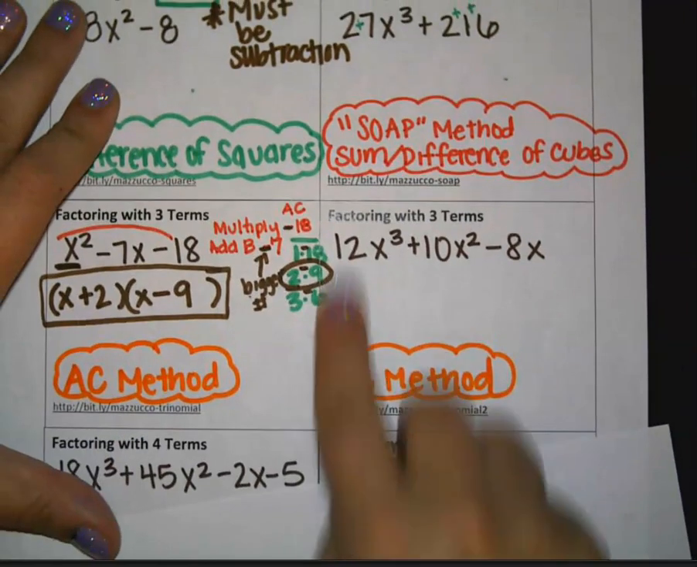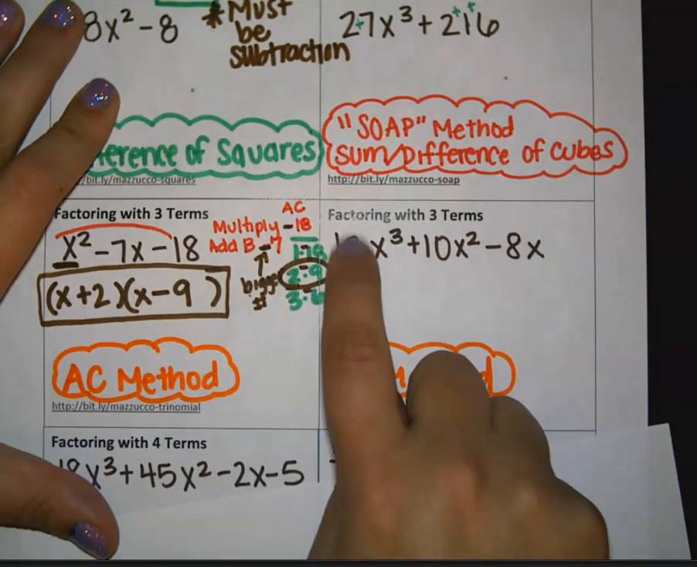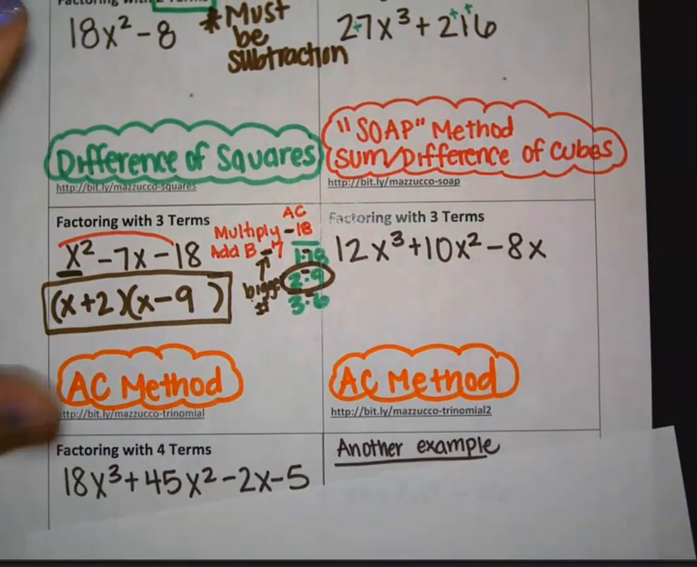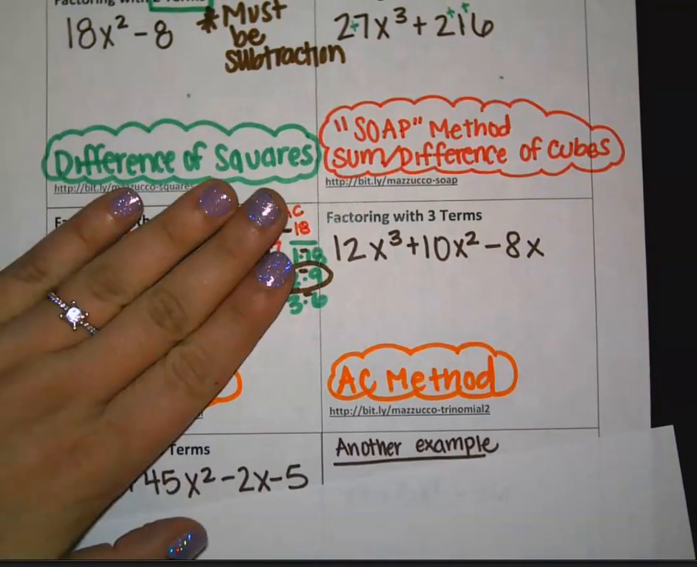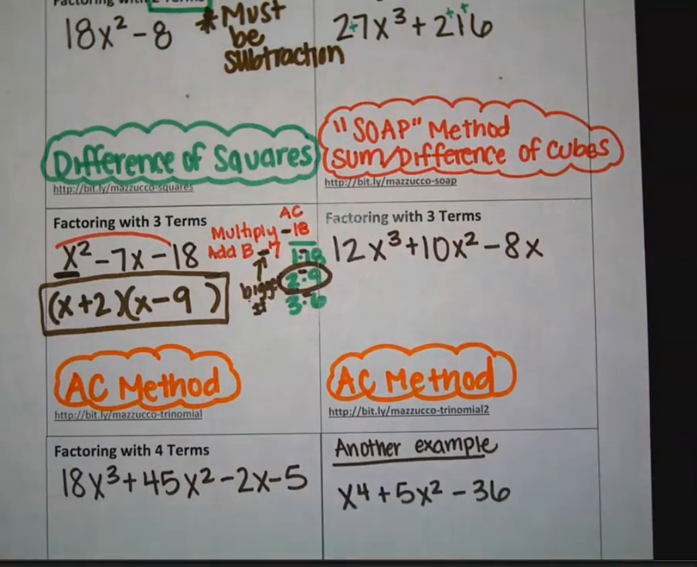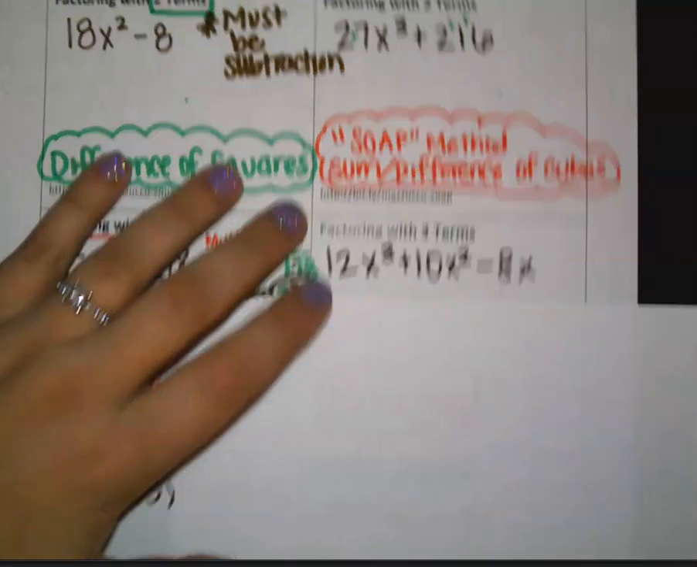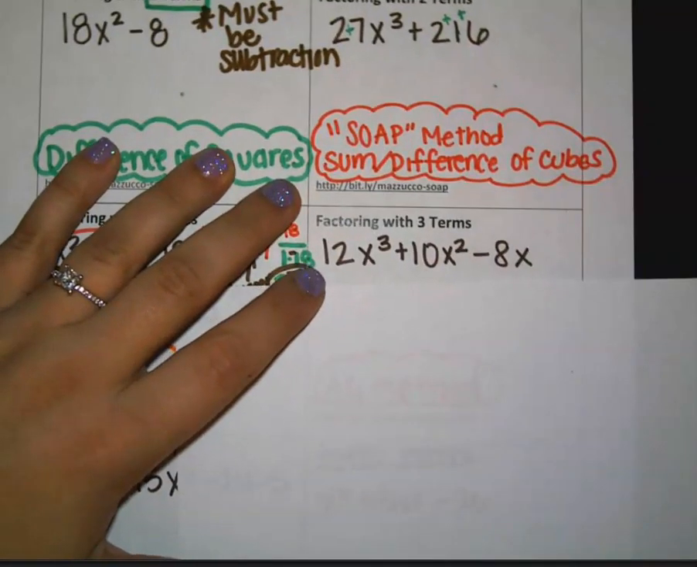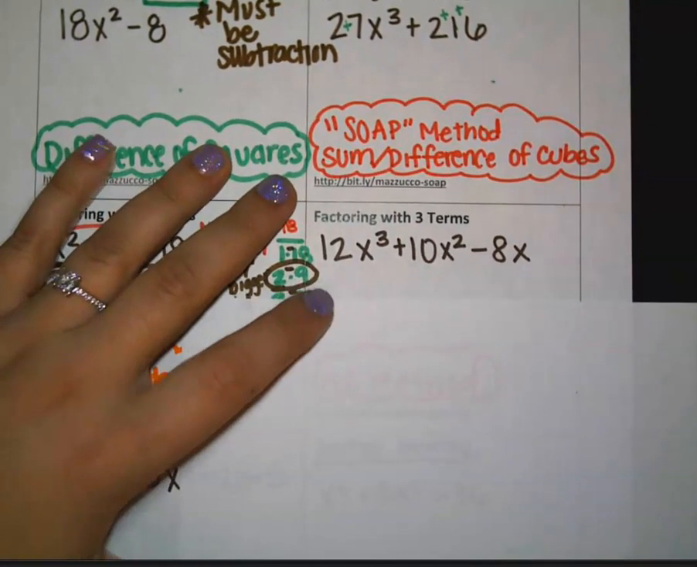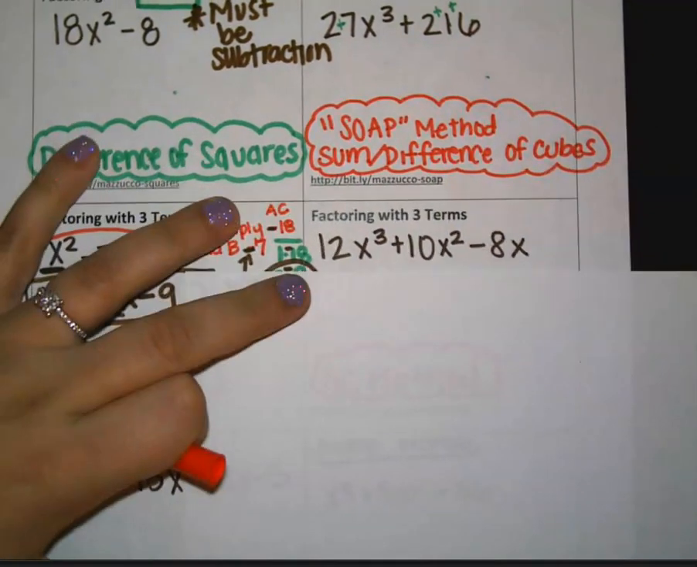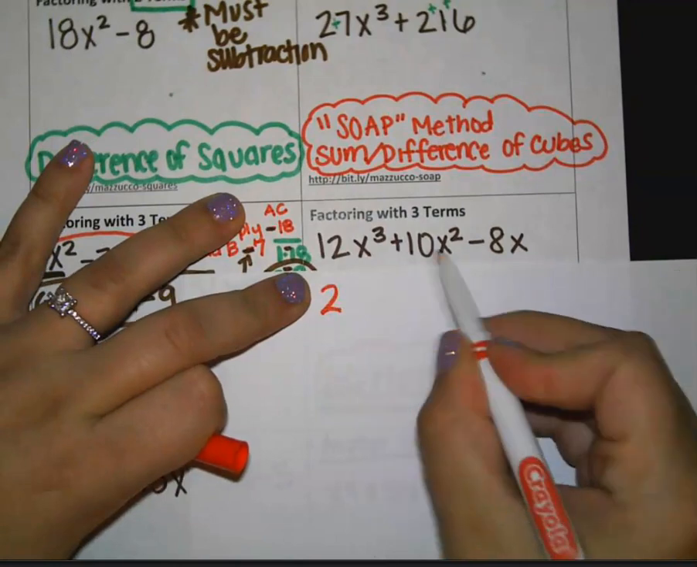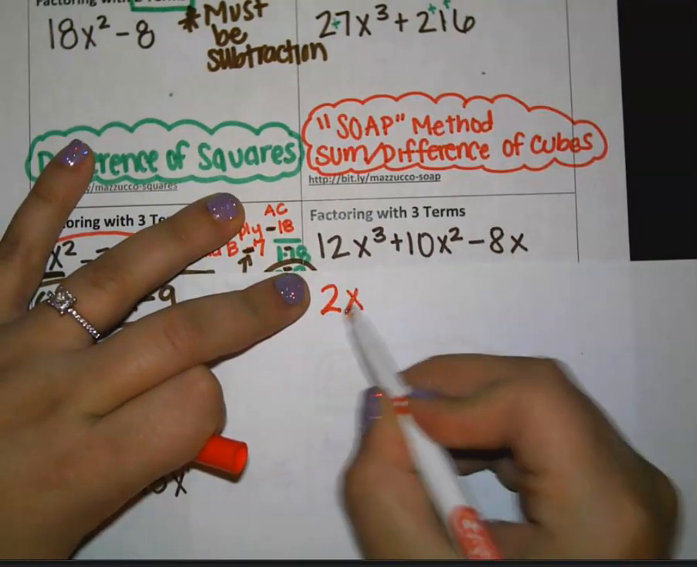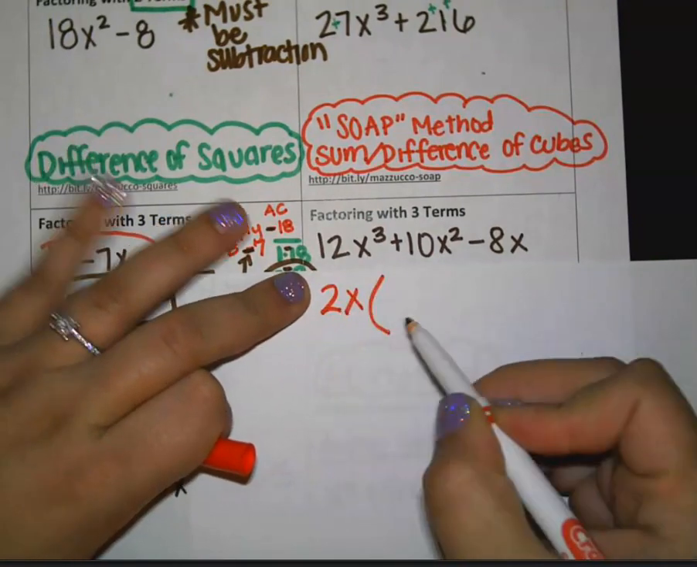So now let's do another one with the AC method, but you'll notice there's a number in the front. But we're going to do the same thing we did here, even though there's a number there. So the very first step is to see if there's a number that goes into all of these. Well, they're all even numbers, so we know that 2 can go into all of them. And they all have x's, so 2x is the GCF, so that's going to go in the front.